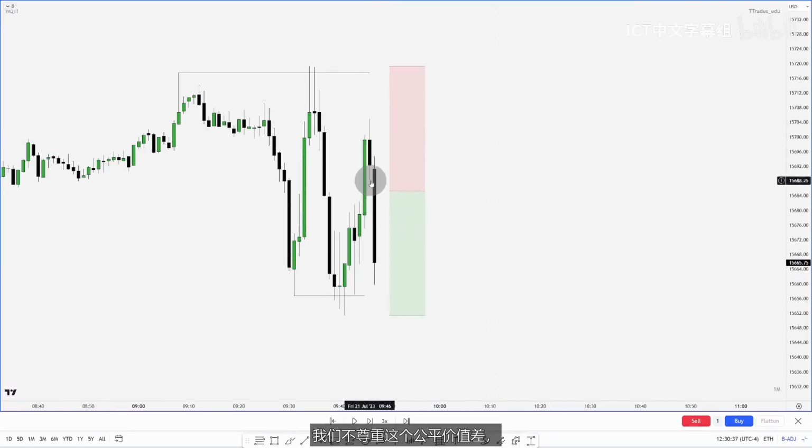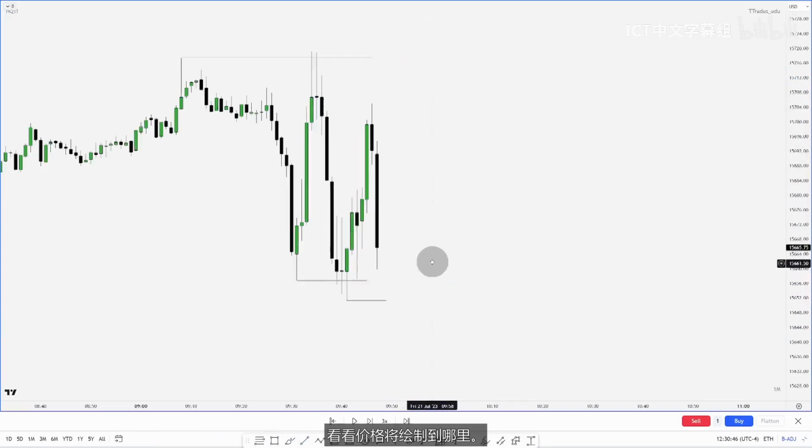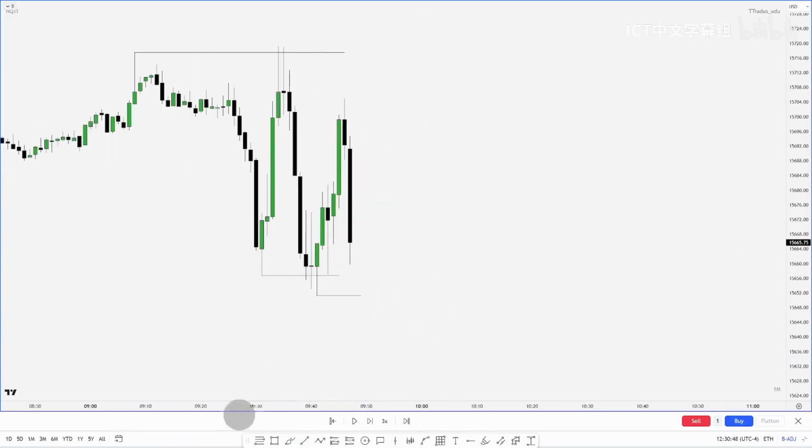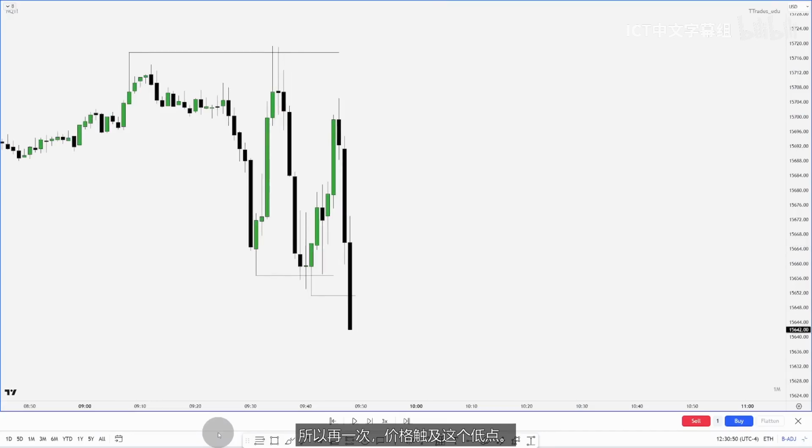We don't respect this fair value gap, get a lot of displacement down, so my eyes go back to this low. Let's take a look at this low. See where price is going to draw to. So once again, price reaches for this low. What do we look for? Do we get displacement out?